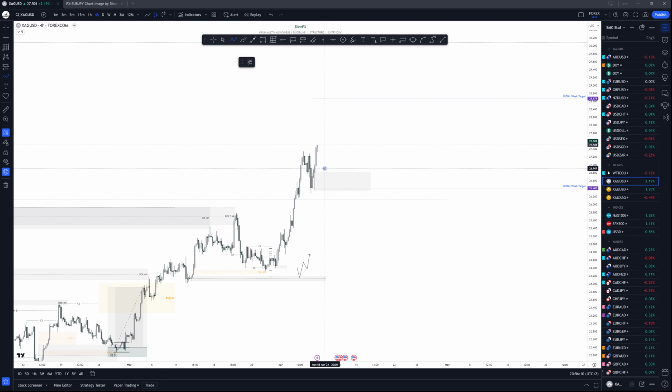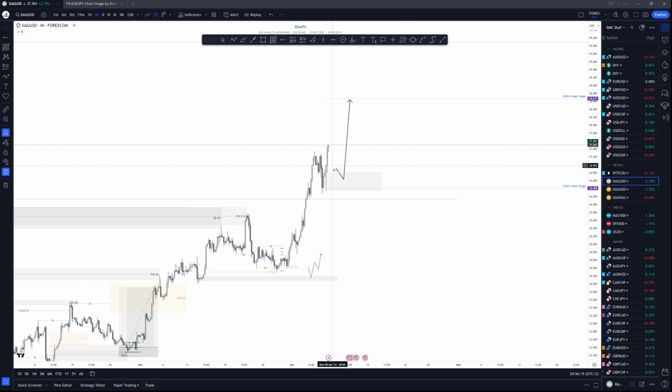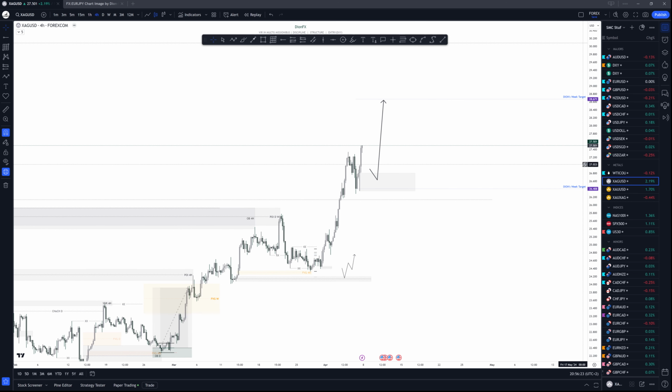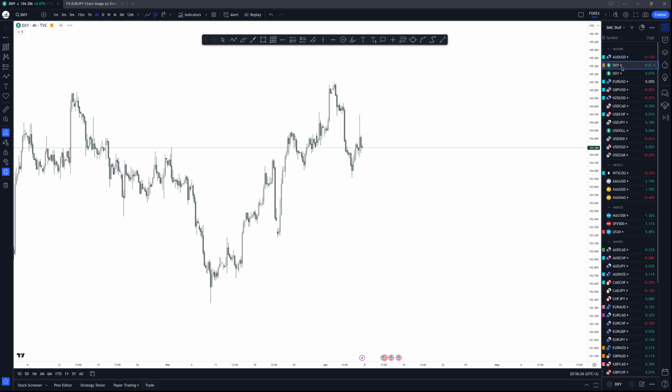These two pairs are the best pairs for longs. If you just want an easy setup, gold and silver are the best pairs for trading longs going into next week. But for now that'll be all.